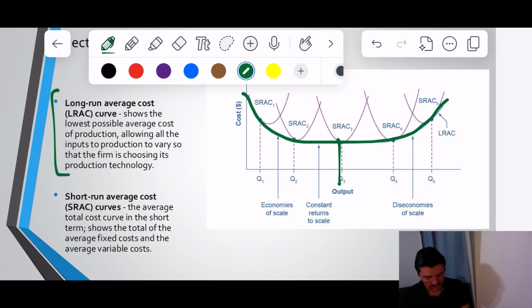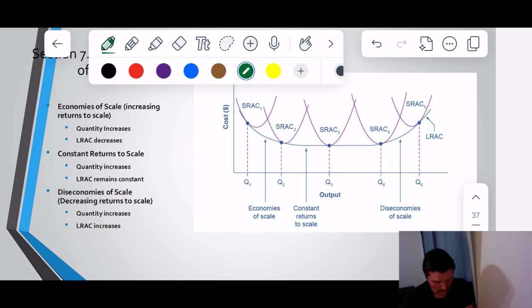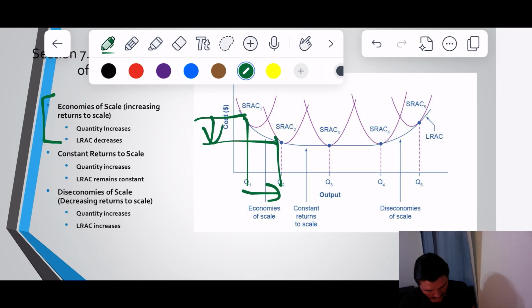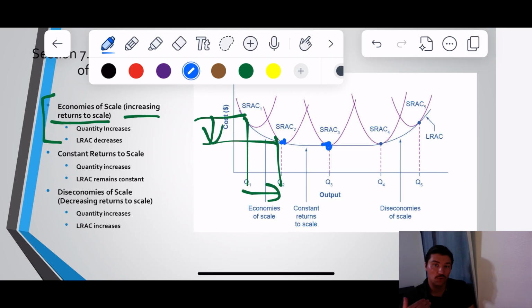So this is what the long run average cost curve is, just connecting all of those short run average cost curves together. So as you can see here, from here to here, as we increased our quantity, our average cost actually decreased. This is economies of scale. Another way of saying that is increasing returns to scale. You are more efficient because you got bigger, right?